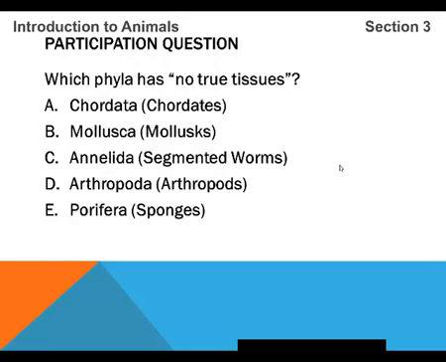Which phyla has no true tissues? A, the chordates, phylum Chordata. B, the mollusks, phylum Mollusca. C, the segmented worms, phylum Annelida. D, the arthropods, phylum Arthropoda. Or E, the sponges, phylum Porifera.